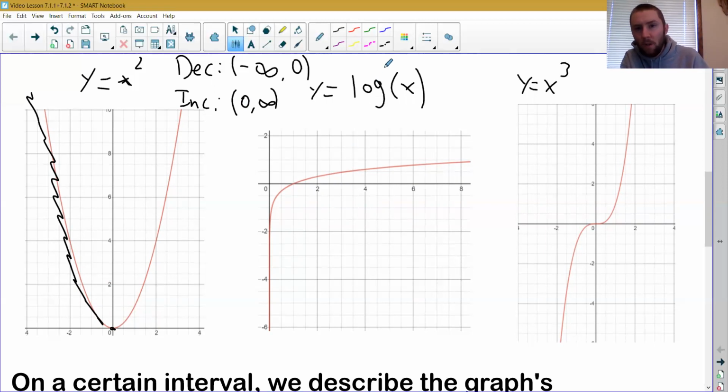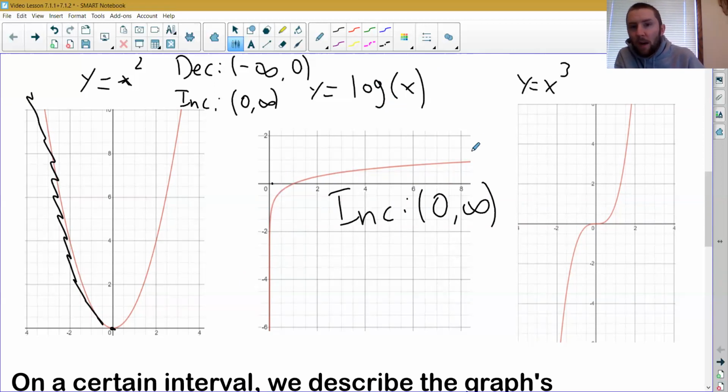This particular function, log of x, we don't have anywhere where the function is decreasing, because nowhere as the x is getting positive is the y coming back down. This function actually doesn't even exist in the negative x values. So we just say that it is increasing on the interval, again, from 0 to positive infinity. At 0 or at, like, 0.1, it's increasing very, very quickly. And out here at x equals 8, it's increasing slower, but it is always increasing.